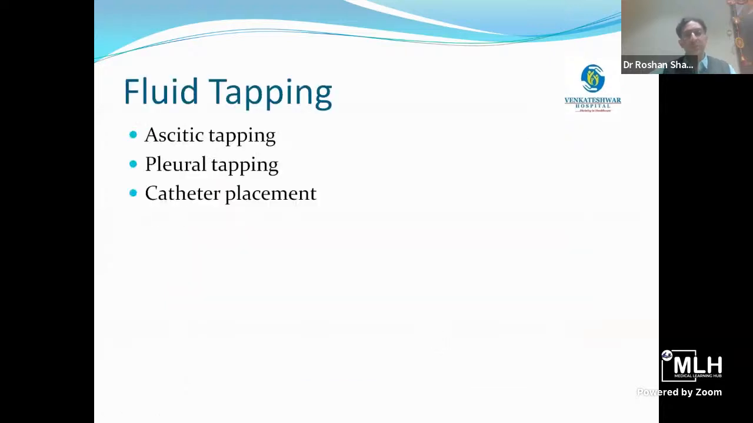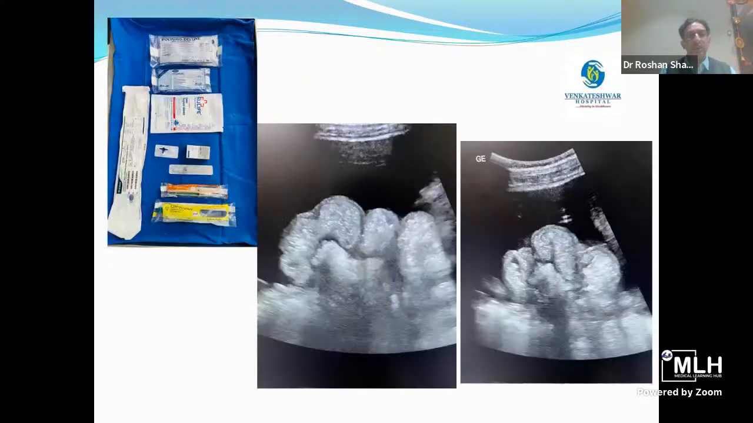Now coming to fluid tapping. Fluid tapping can be ascitic fluid tapping, pleural fluid tapping, or we can place pigtail catheters or Pleurx catheters, which are being used nowadays in many cases. So this is the tray for ascitic tapping. We generally use a 16 gauge cannula, 10 cc syringe, gloves, IV set, Urovac, and gauze.